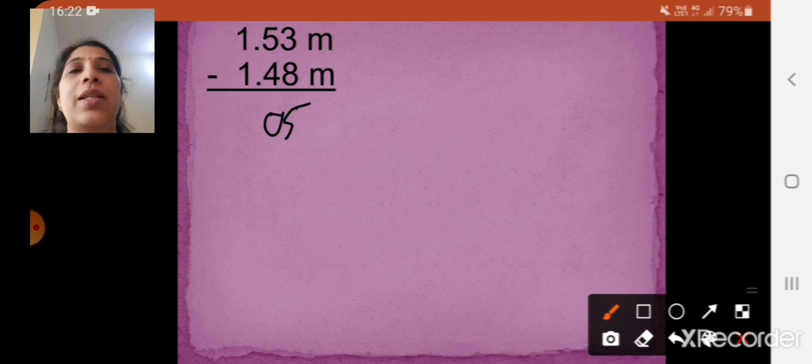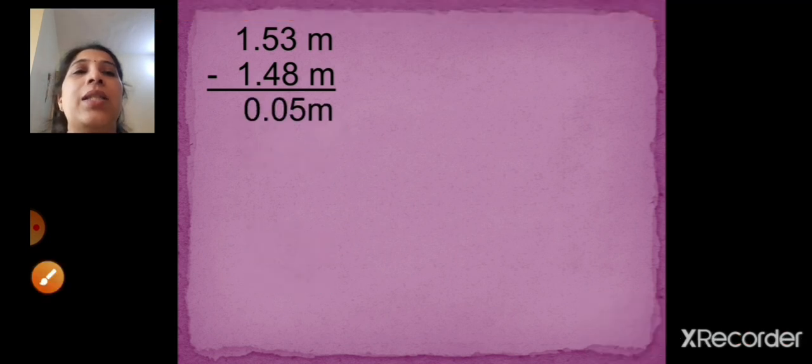Now you see the decimal point, put a decimal point. 1 minus 1 is 0. And this meter also you will write as it is because it is the unit. So the unit is necessary to be written, right? So your answer is 0.05 meter.